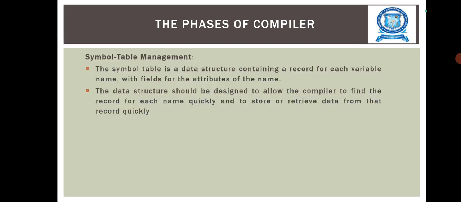Symbol table management. The symbol table is a data structure containing a record for each variable name with fields for the attributes of the name. The data structure should be designed to allow the compiler to find the record for each name quickly and to store or retrieve data from that record quickly.